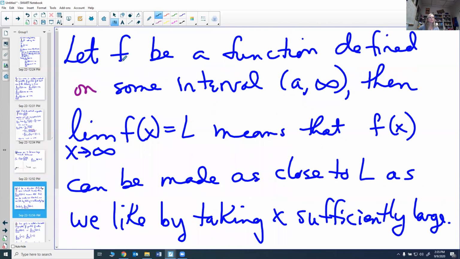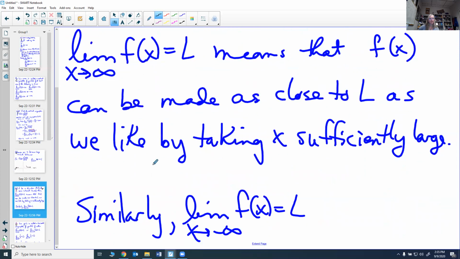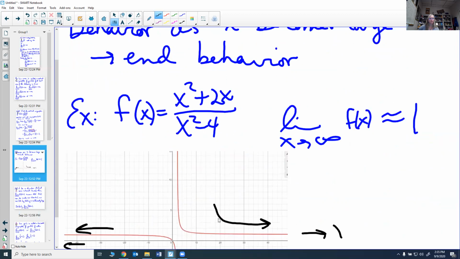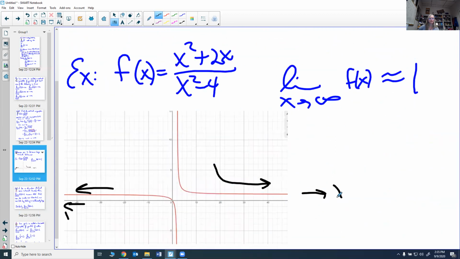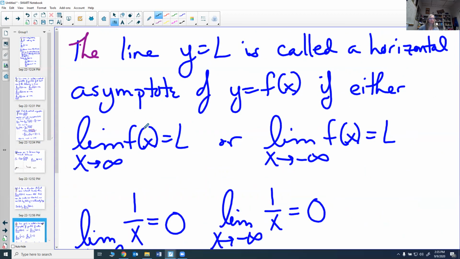And so this gives us the idea of what we call a limit. So let's actually do this first. Let f be a function defined on some interval from a to infinity. Then the limit as x goes to infinity of f of x equals L means that f of x can be made as close to L as we like by taking x sufficiently large, or again, sufficiently small. So going back to this graph, we're saying that the limit is 1 because we're going to let x get really, really big and see what we're heading towards, or really, really small.